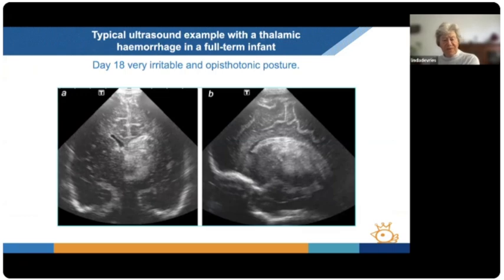Here we see another baby that was diagnosed really late. The baby was irritable and was considered to have feeding problems, and it took a lot of time, and then the baby started to lie in an opisthotonic posture. An ultrasound was done, and the abnormalities were very severe, with a huge area of echodensity, a hemorrhage in the left thalamus, and also blood in the lateral ventricle. A hemorrhage in the thalamus is very, very suggestive of a thrombosis of the deep venous system.